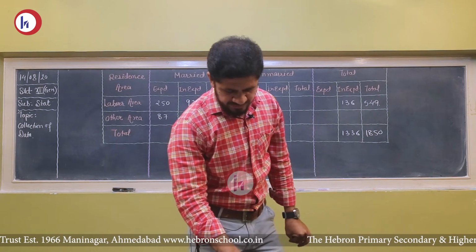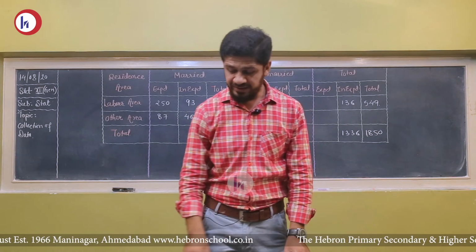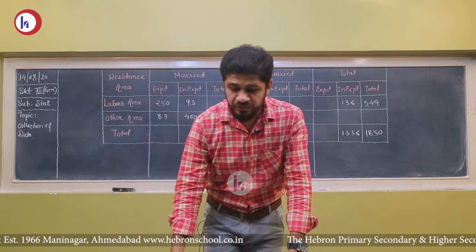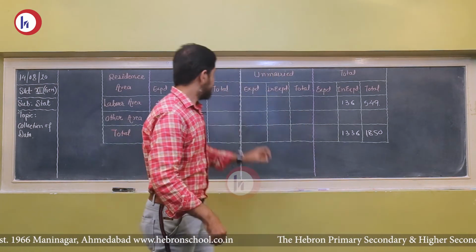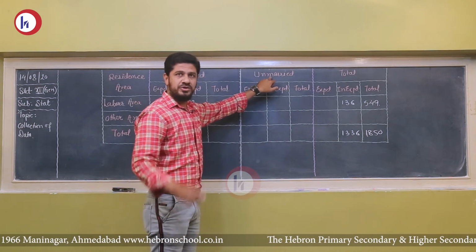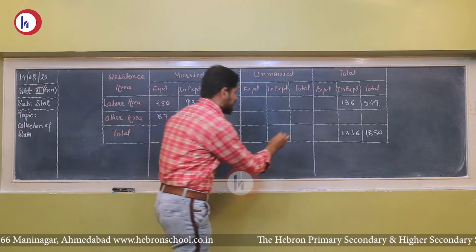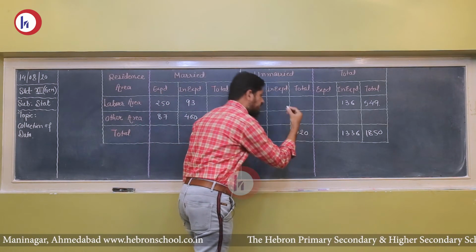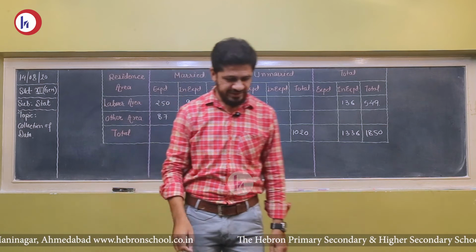Now, out of total women 1020 were unmarried. So this is the column for unmarried, total number of women, 1020.